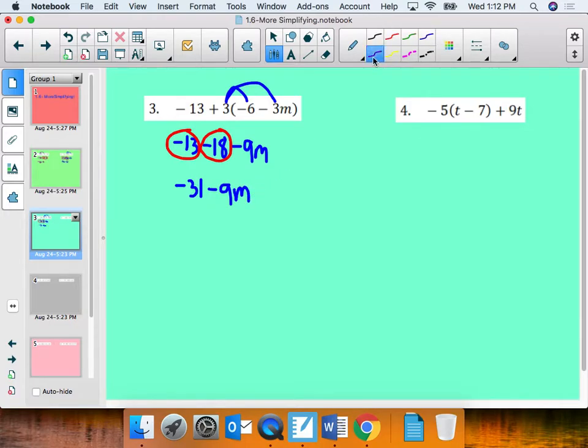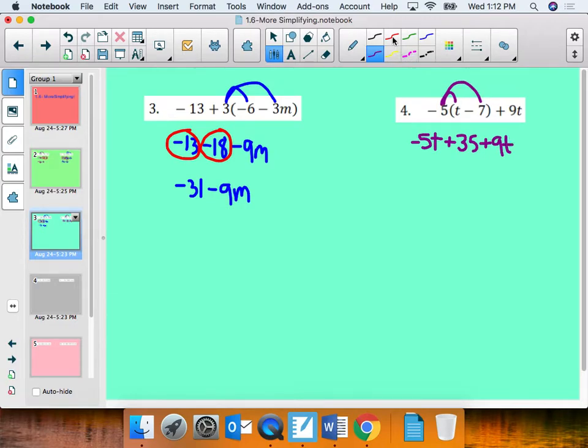Moving over to example number 4. On example number 4, again, hopefully you notice that the setup is looking very similar from problem to problem. So we are going to distribute negative 5 to here and here. So when we do that, negative 5 times t gives us negative 5t. And negative 5 times negative 7 gives us positive 35. And then we have that plus 9t on the end, which was not a part of what we were distributing to.